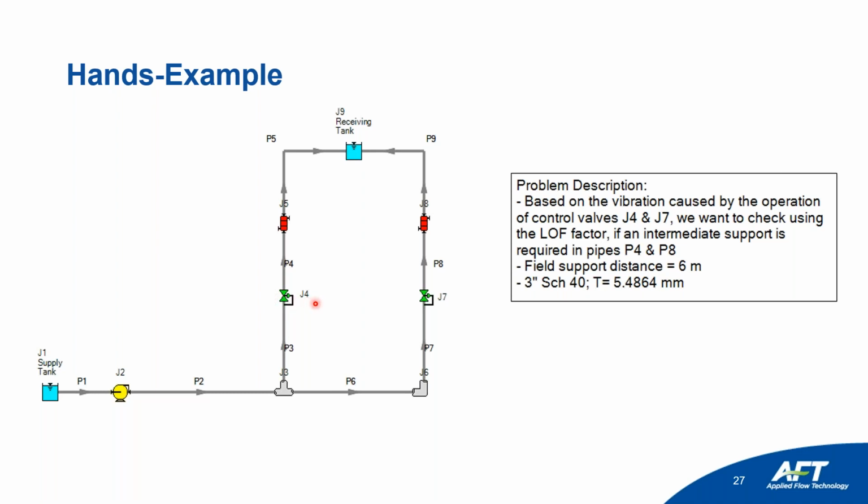And so we'll be calculating the LOF for P4 and P8 that we are observing high vibrations. The field support distance for these pipes is 6 meters, and they are 3 inch, schedule 40, and the thickness is 5.486. So I'll be bringing up AFT Fathom.